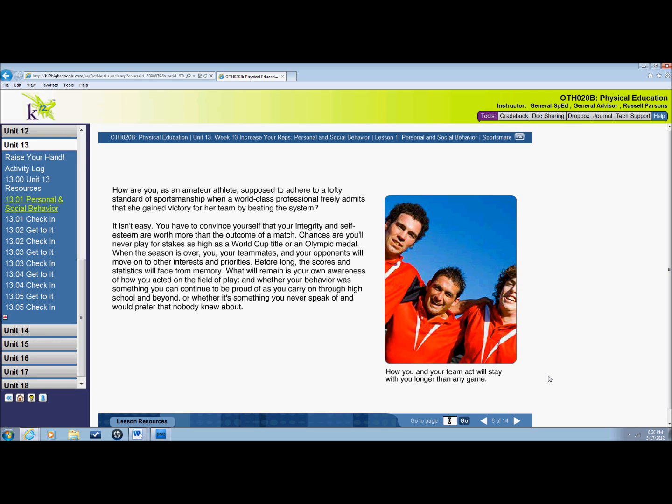So there's another picture on this page, and it's basically 3 teammates hugging each other, and it says, how you and your team act will stay with you longer than any game. So it's just kind of food for thought. And now we're moving on to page 9.